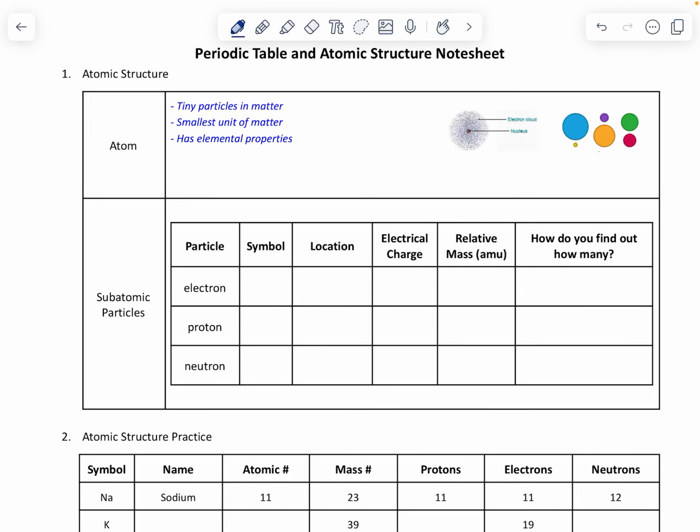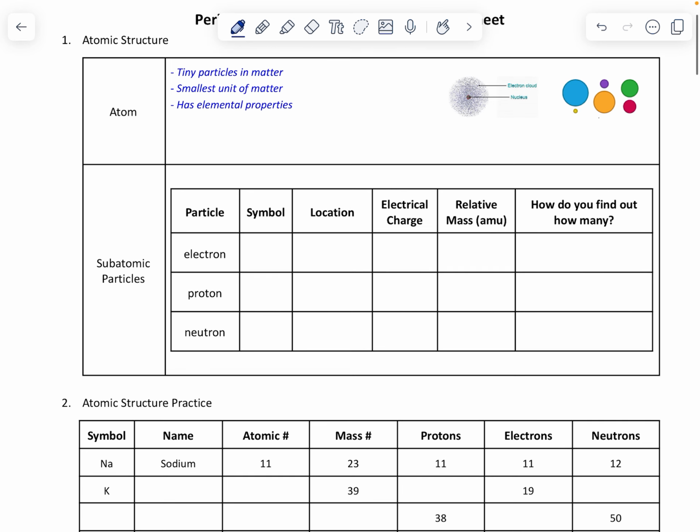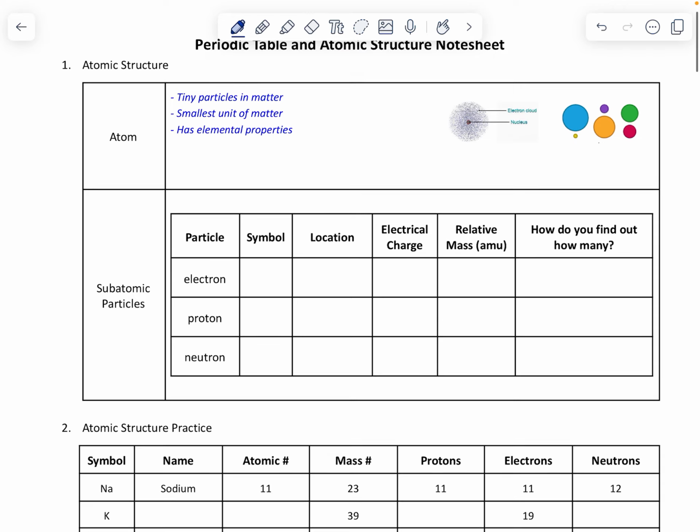Okay, so I'm just going to go through the first portion of notes in case you were absent or didn't get to fill in everything that we did the first portion of this unit. So our second unit is going to be all about the atomic structure.